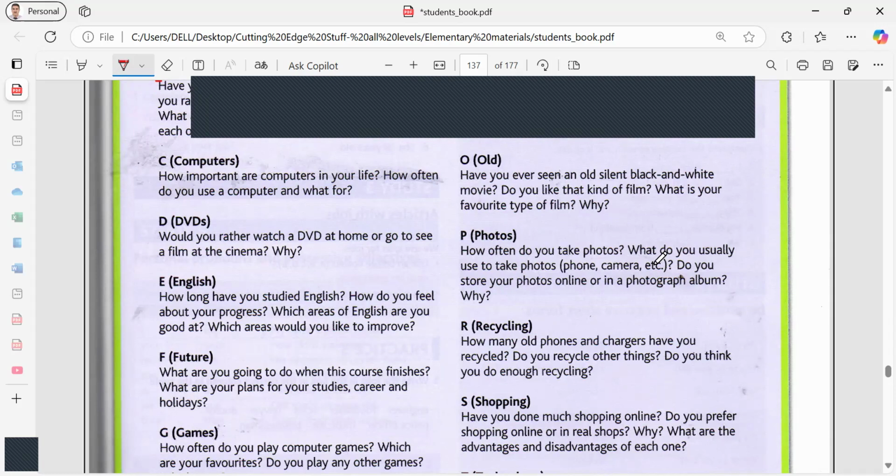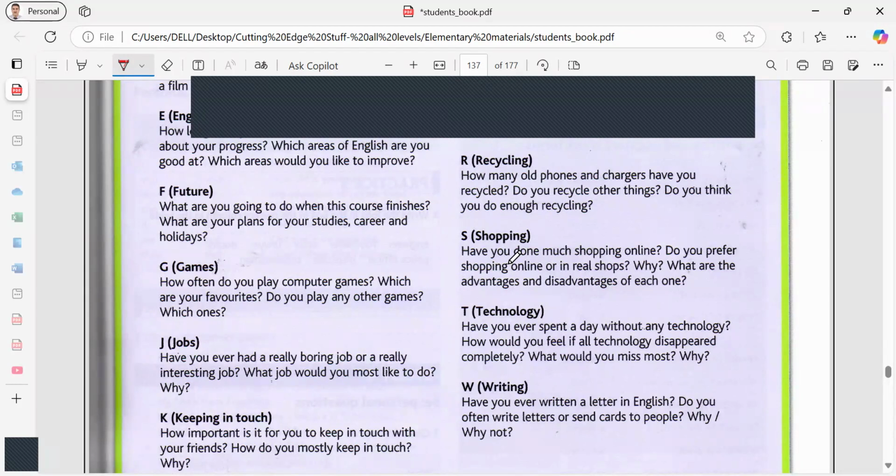Shopping. Let me read for you. Have you done much shopping online? Do you ever go shopping? Do you prefer shopping online or in real shops, and why? What are the advantages and disadvantages of each one? Ready? Okay. Yes, go ahead.